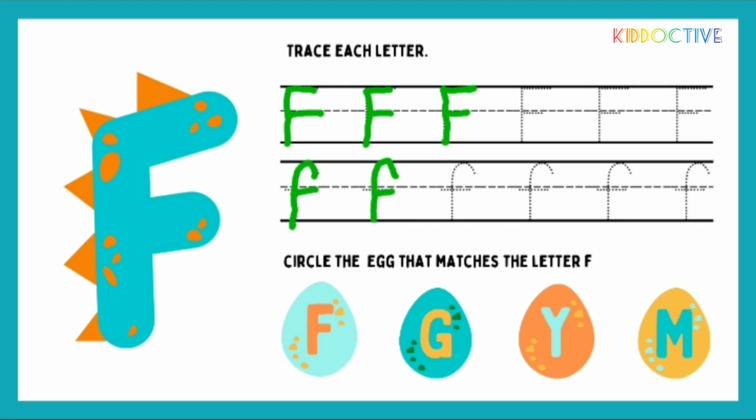Okay. Now tell me, circle the egg that matches the letter F. Letter F looks like this. So we are going to find out where is the letter F. Letter F is this one.